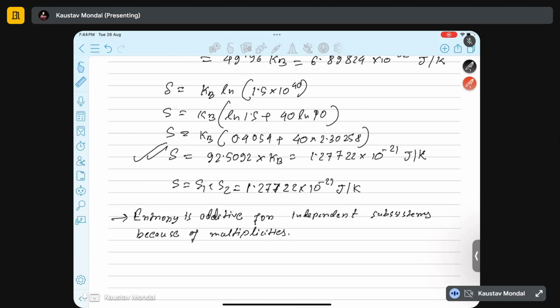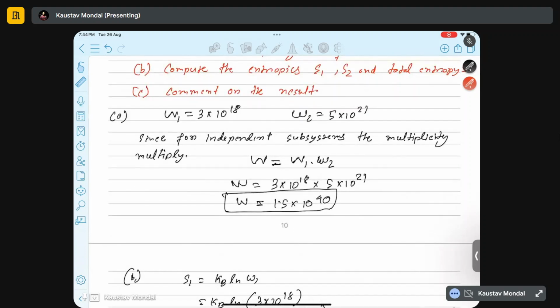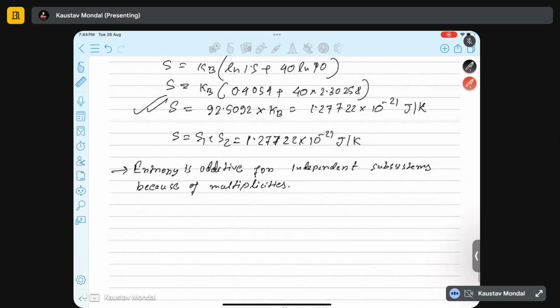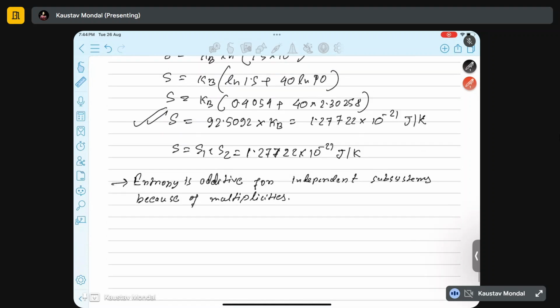Basically, if the subsystems are independent, then you can simply multiply the multiplicities of the configurations, and in terms of entropy you can just add the two different properties. This is what I have done for two subsystems. Similarly, if there are multiple subsystems, like 4, 5, 6 subsystems, for that case also you can use the similar principle.